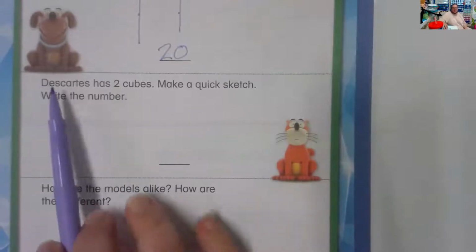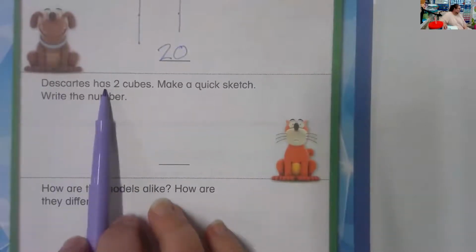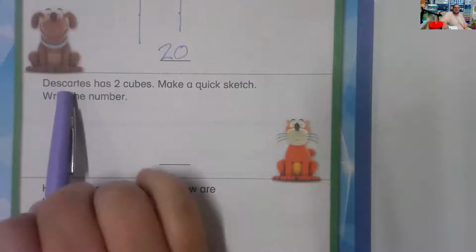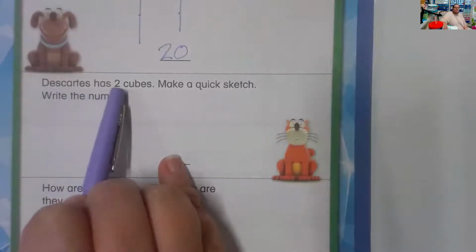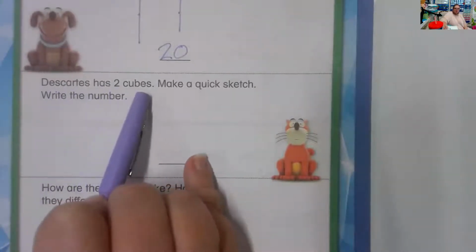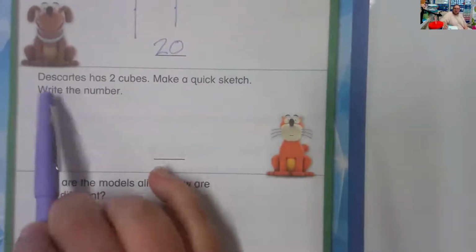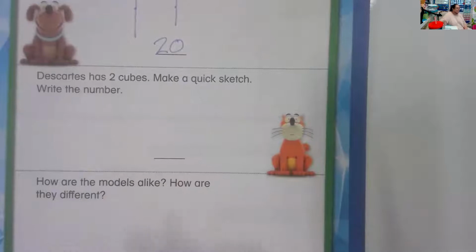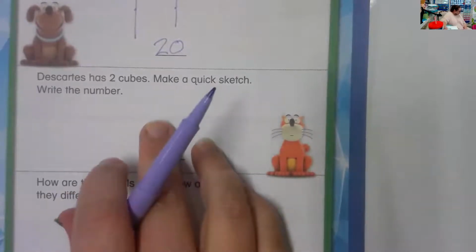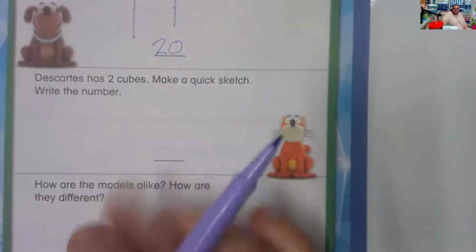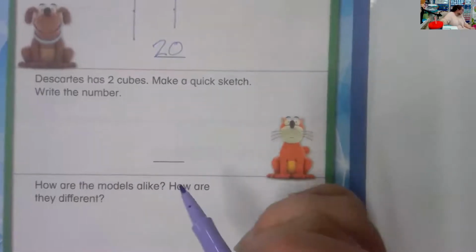Yep, Sherbert, Descartes has, let's read our next one. Ready? Descartes has 2 cubes. Make a quick sketch. Write the number. This sounds very similar to the one we just did. Okay, so what do we know?